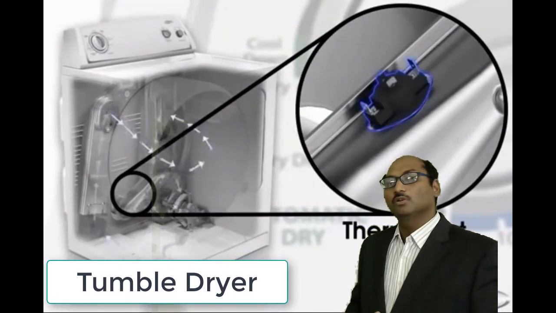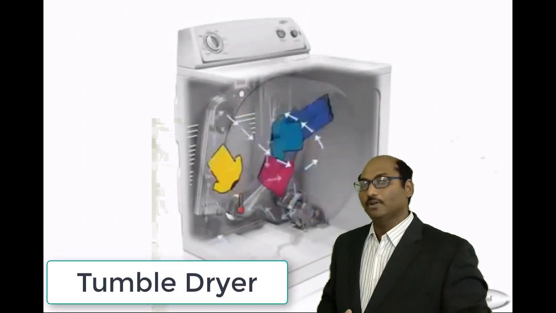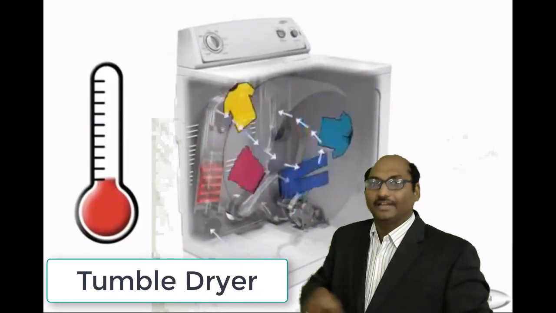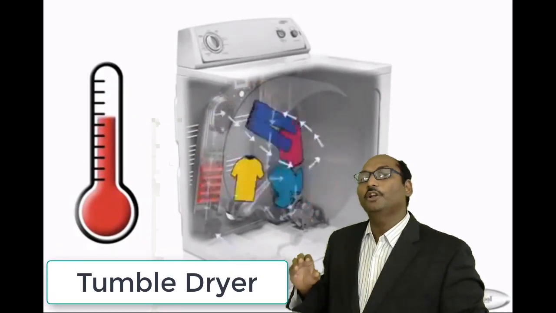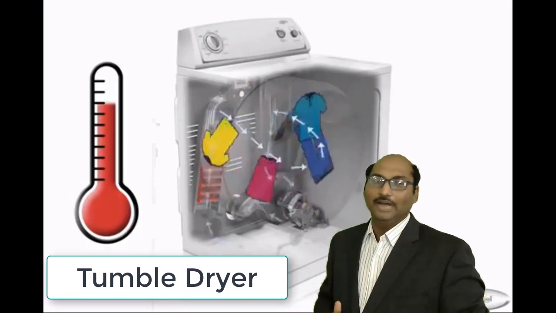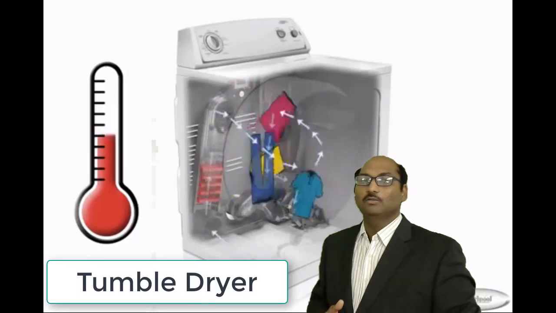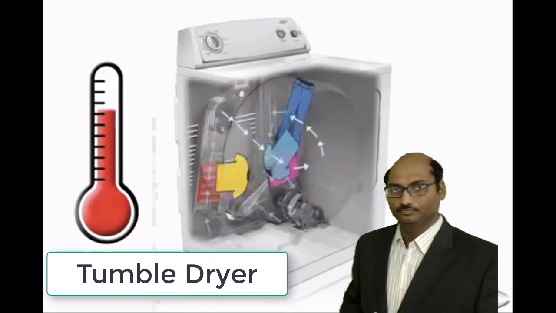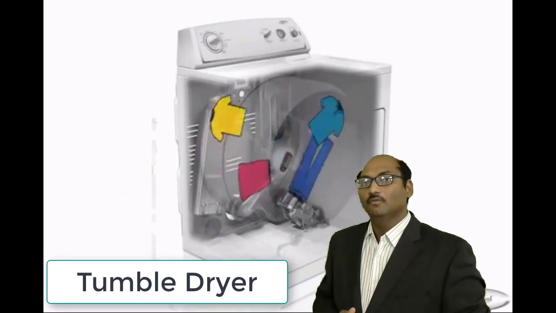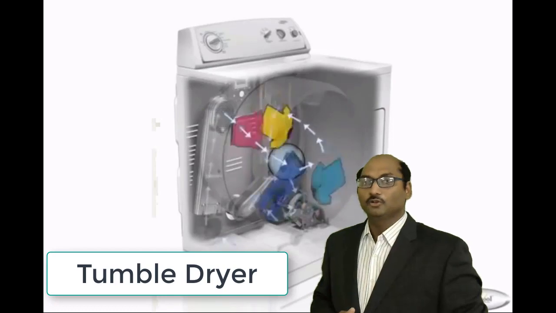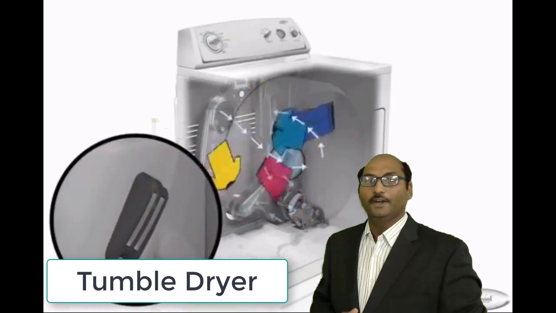If you see, there will be a thermostat to measure the temperature. Once the garments are kept inside, the air will keep on circulating. And as the heater is on, what will happen? The hot air will be given to the garments in such a way that it will absorb the excess moisture. So the air keeps on circulating within the tumble dryer. This is the simplest method of performing the drying operation.